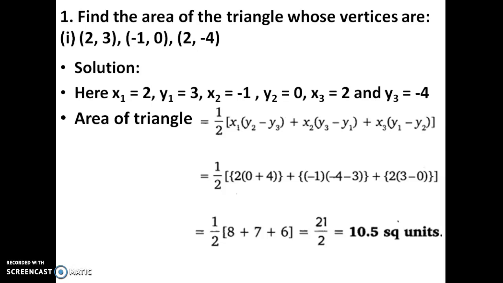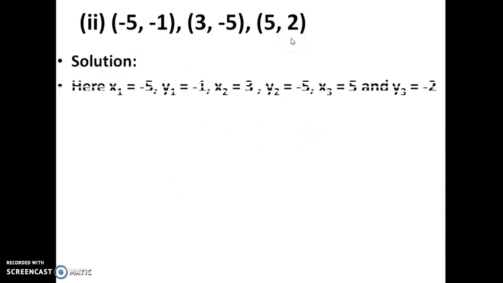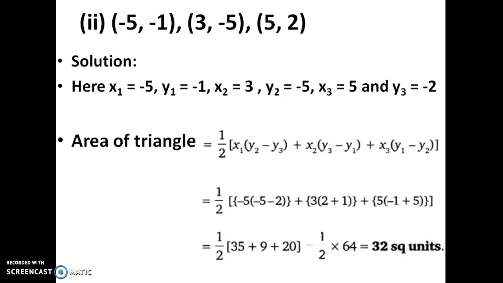So the formula is given, and in that formula we have to substitute all the coordinate values and solve to get the answer. Then in the second subdivision, 3 vertices are given. So we have to write what is x1, y1, x2, y2, everything, then write the formula and substitute it. After substituting and solving, we will get half into 64, that is equal to 32 square units. That's the answer.